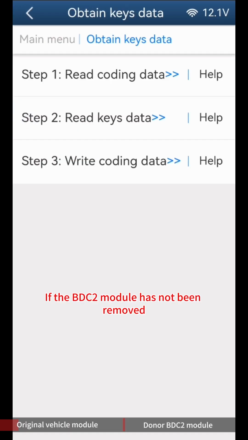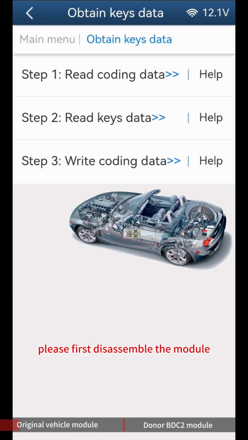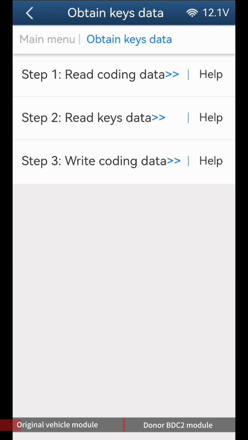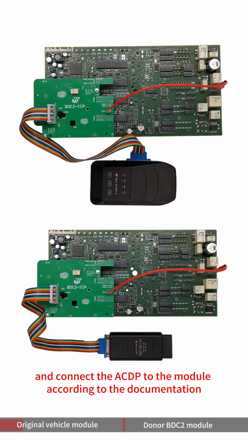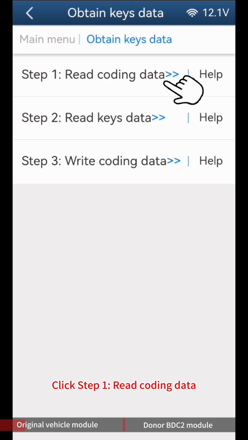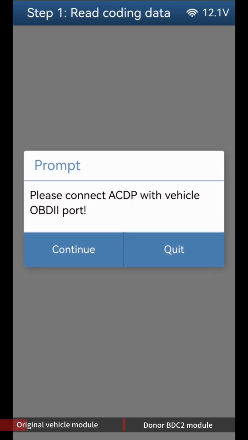If the BDC2 module has not been removed, please first disassemble the module, then click Help in Step 2, and connect the ACDP to the module according to the documentation. Click Step 1, Read coding data. Click Continue.